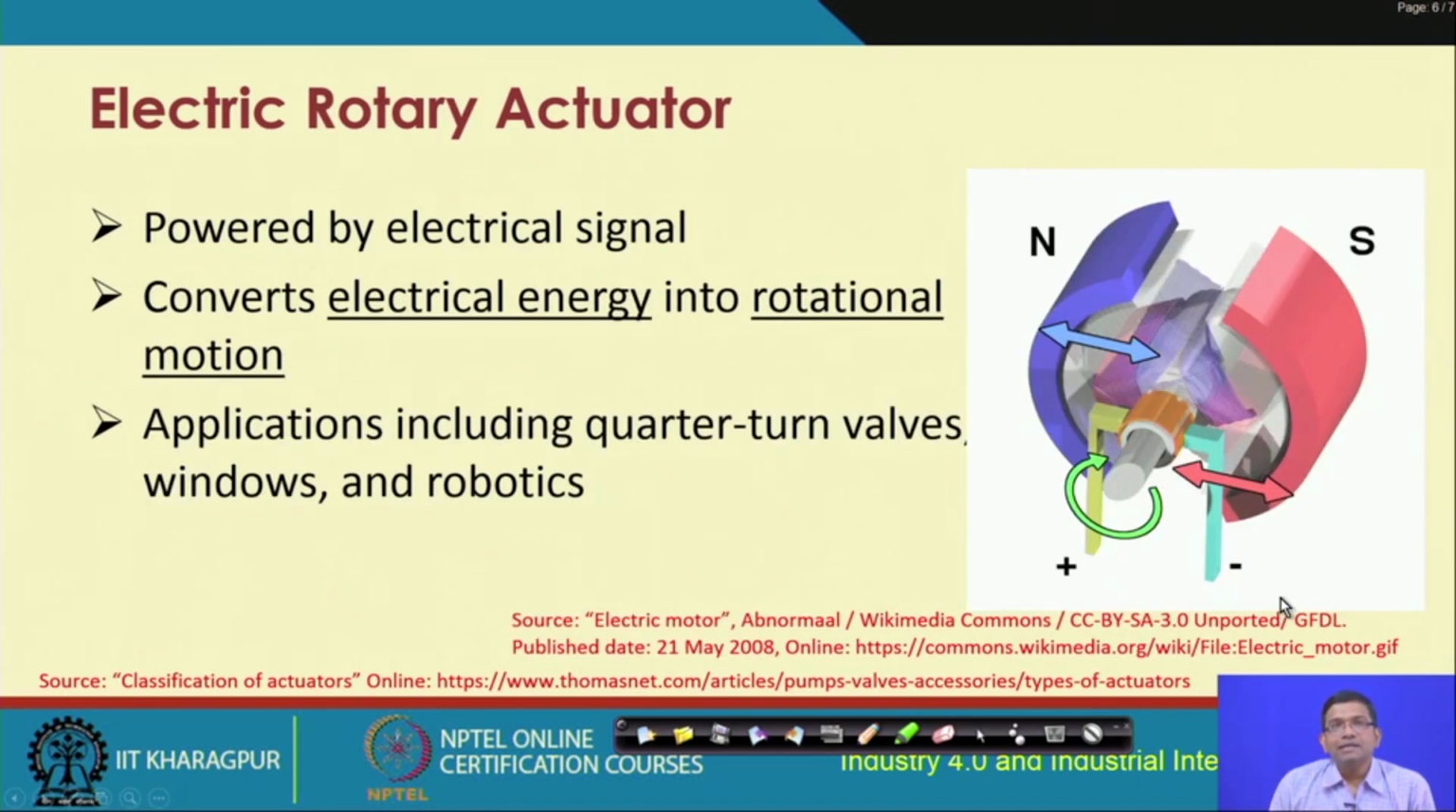Then the next one is the electric rotary actuator. An example is what you see in front of you now. These are powered by electrical signals and convert the electrical energy into, as the name suggests, rotational motion. So, the previous one was electrical energy into linear displacement, and this one is electrical energy into rotational motion. Quarter turn valves and different other electrical motors, for example, are all examples of electric rotary actuators.